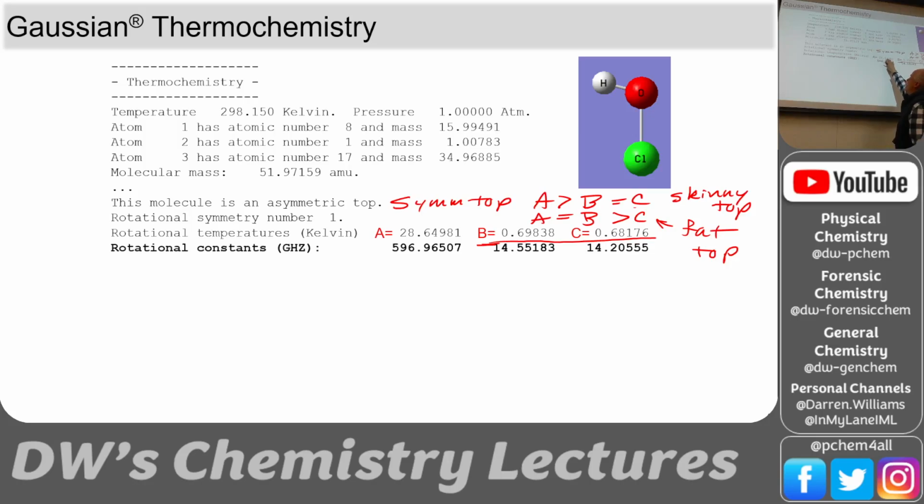These are in Kelvin, okay? Here's the rotational constants in gigahertz. That's what Gaussian produces, okay? We can convert that to wave numbers. I think I have that in the notes.